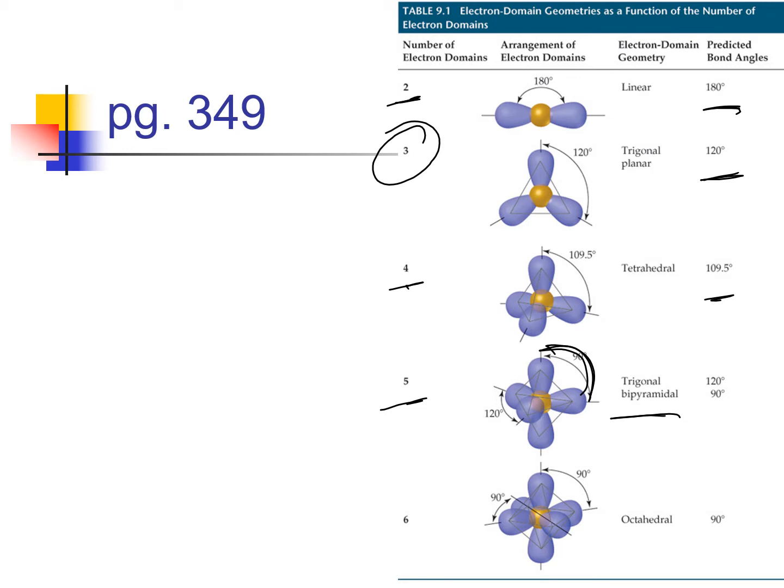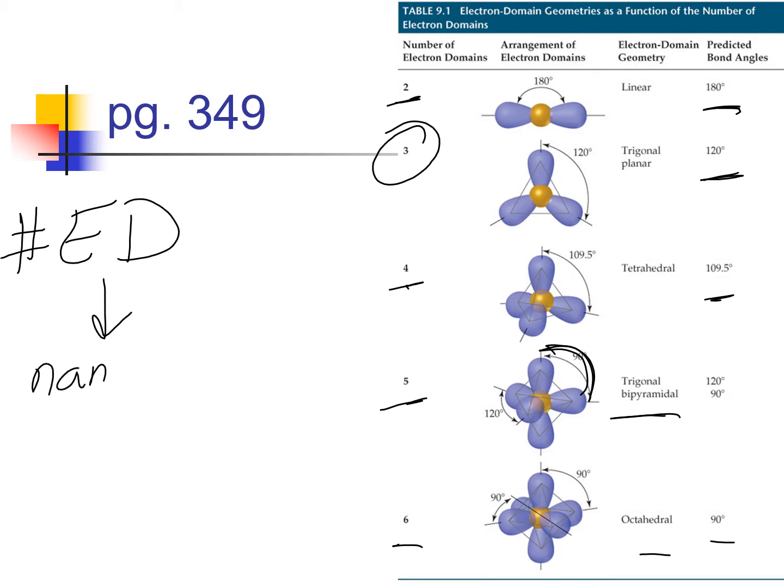And finally, octahedral is 6 electron domains. 4 end up being around that central axis, one on top, one on bottom, 90 degrees all around. Now, what you need to know is how the number of electron domains goes to the name and also the angles. So you need to know that if there are 3 electron domains, the electron domain geometry is called trigonal planar, with an approximate bond angle of 120 degrees. That's what you need to know.